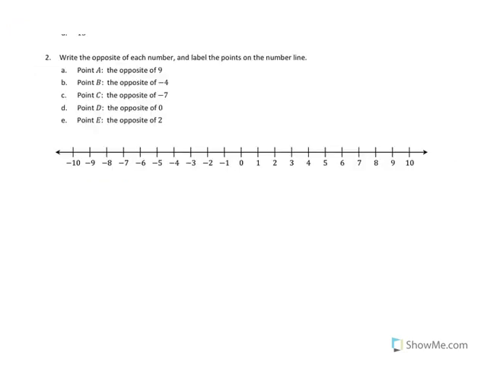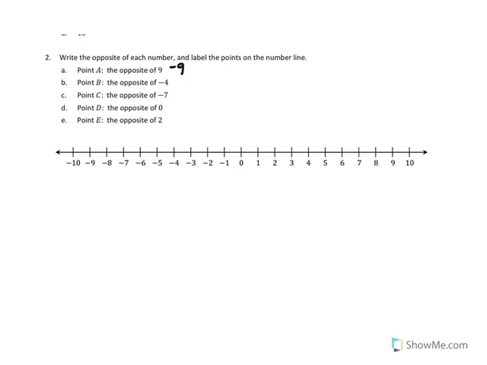All right, let's move on. Write the opposite of each number and label the points on the number line. Again, obviously you cannot label the points on a number line, but I left the number line in so that you can use it to figure it out. So all we have to do is write what the opposite of each one is. A says, what is the opposite of 9? Okay, that one is negative 9.